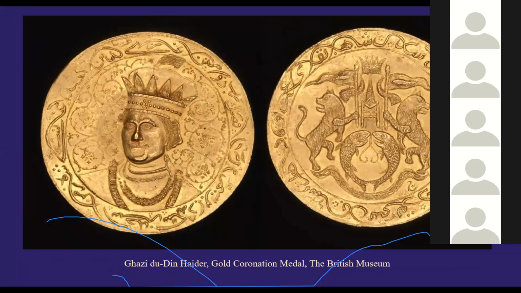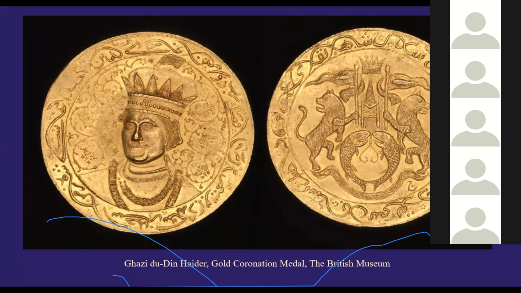Here is a classic example, a very unique object, the coronation medal of Ghaziuddin Haidar, who was then declared a king. But this is struck in gold, and this is the only known example struck in gold, and it is currently in the collection of the British Museum. So these were the kind of objects that codified the change of the political spectrum.